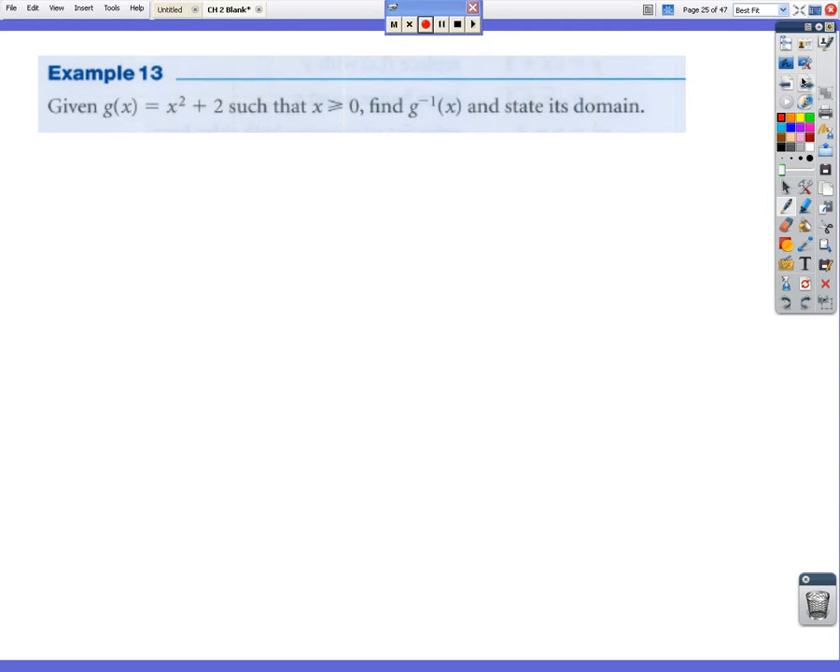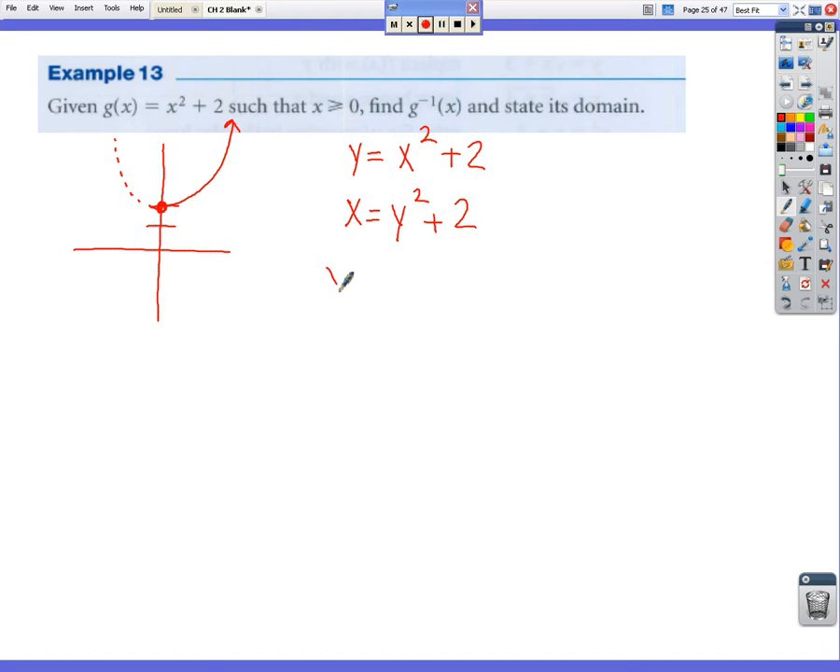So if we have that x is greater than or equal to 0, I'm going to just do a nice little graph of that again. What we originally had was there. I'm going to make it greater than or equal to 0, so it would only be the right half of the graph. Y is equal to x squared plus 2. Switch the x and y's. Subtract 2.